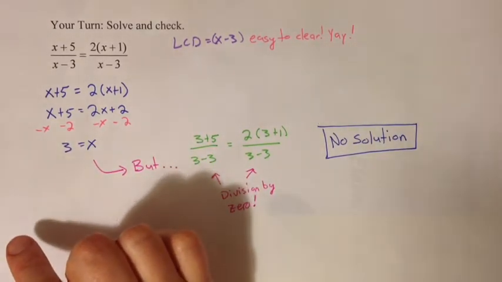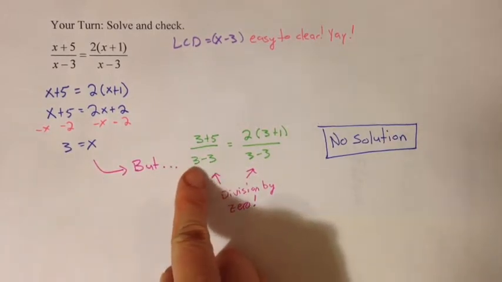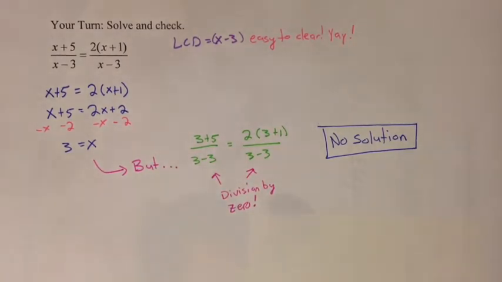Now, that seems pretty good, but it's time to check my answer. And when I plug it back in, I end up with division by 0 on the bottom. So this tells me actually 3 is not a good answer, and I don't have any solutions to this equation.